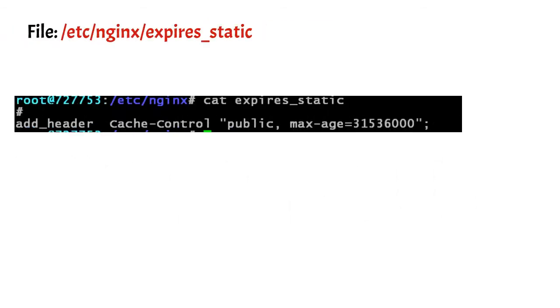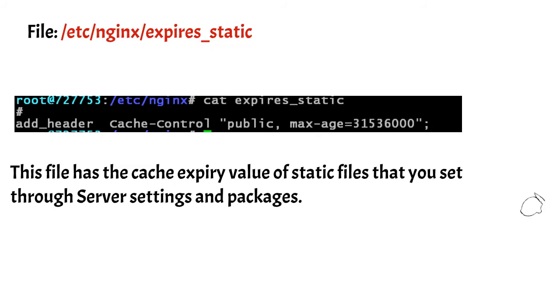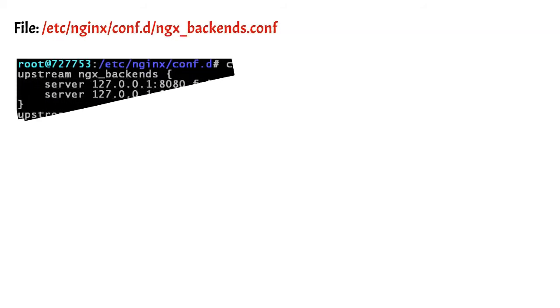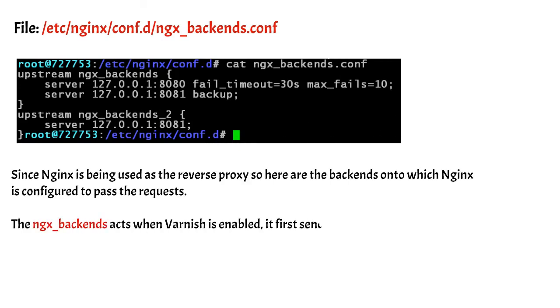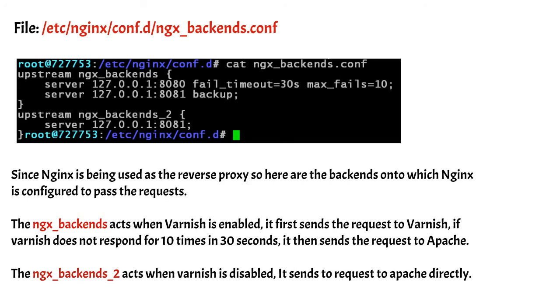This file has the cache expiry value of static files that you set through server settings and packages. Since Nginx is being used as the reverse proxy, here are the backends to which Nginx is configured to pass the requests. The Nginx_backends acts when Varnish is enabled. It first sends the request to Varnish. If Varnish does not respond 10 times in 30 seconds, it then sends the request to Apache.